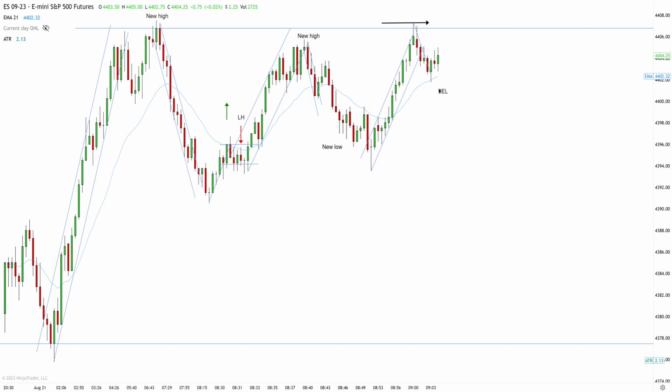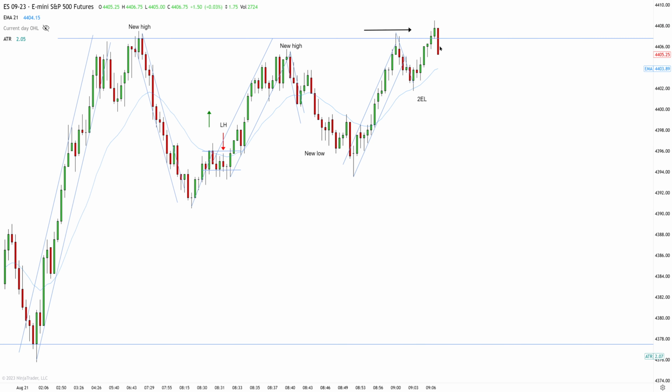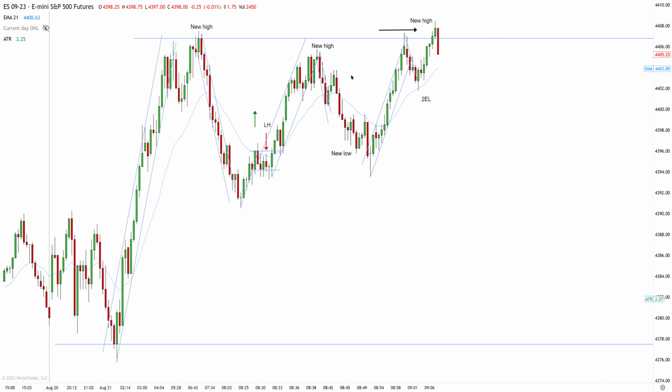But this second entry long is not fully at the EMA. You can see there's still a gap. And this is quite significant, especially since this is not a strong uptrend where I could be bending the rules a little bit. So I'm not a big fan of this one because it is not fully at the EMA. The market created a new extreme, which means all bullish channels played out.